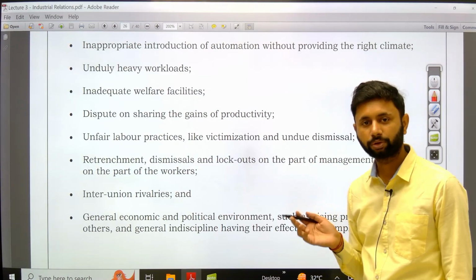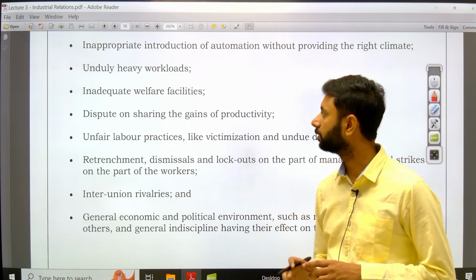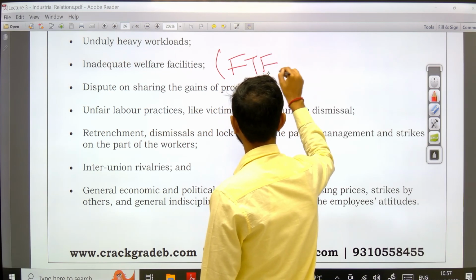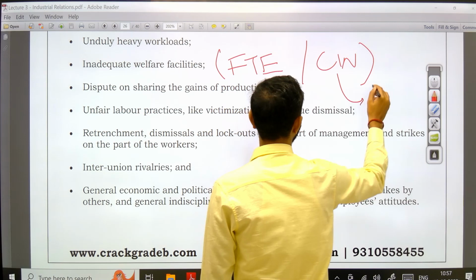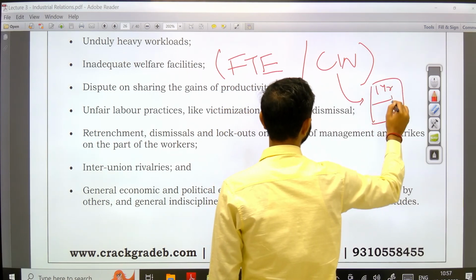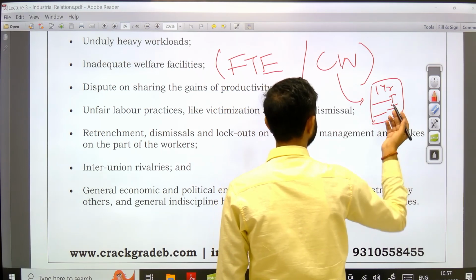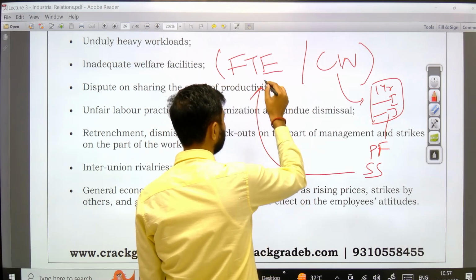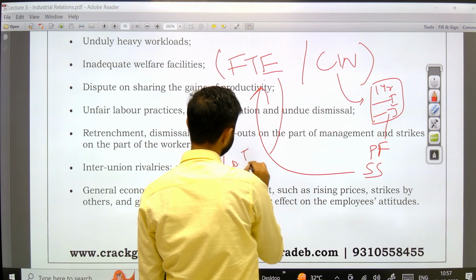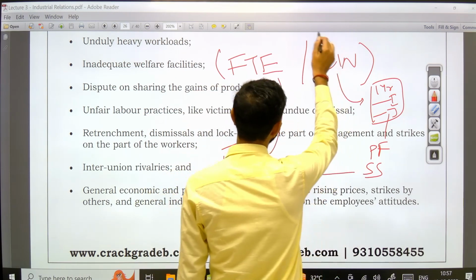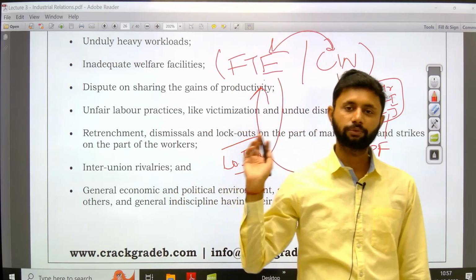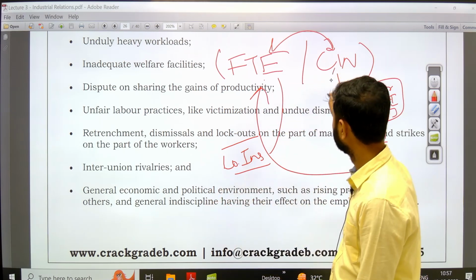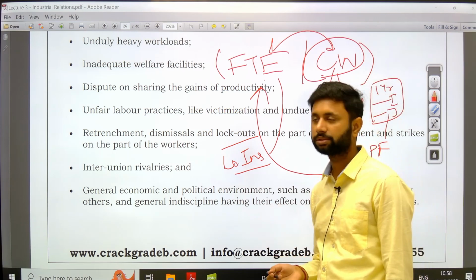Unduly heavy workloads, and this is because the employment contract hasn't been precisely written. Inadequate welfare facilities. Suppose there are two workers, one on full-time employment and one a contract worker. They usually have a 1 or 2 year contract. One basic insurance is there, but no PF, no social security, which are all available to the FTEs. They also have company insurance policies. The company takes care of them. So if there is a mismatch between the working conditions of contract workers and full-time workers, and the work which both are doing is the same, then obviously it will reduce the morale of contract workers and they will feel injustice is being done to them.